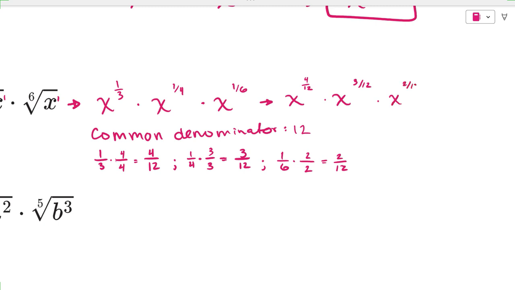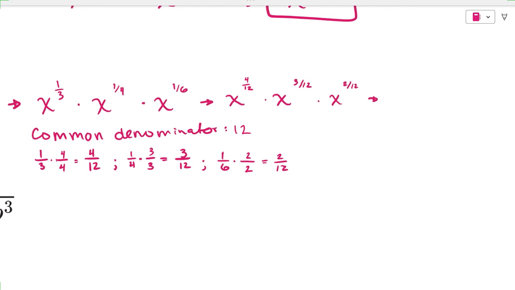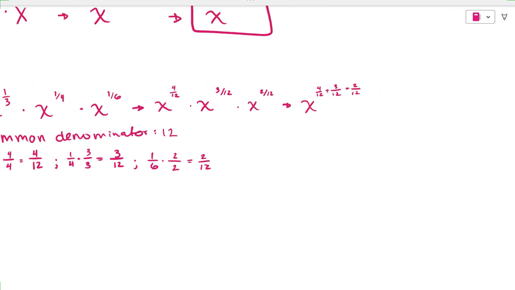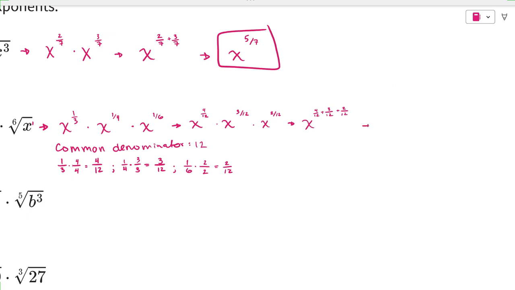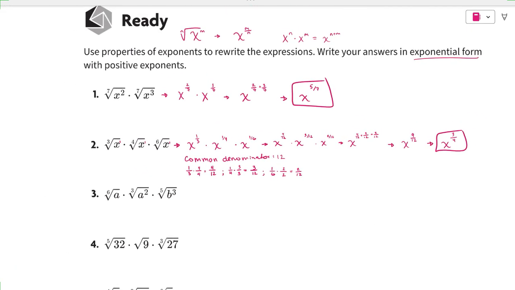We can add these numbers together. We can add 4 plus 3 plus 2. So 4 over 12 plus 3 over 12 plus 2 over 12. So that brings us to, let me not zoom out too far here so you can continue to see the rest of the problem. Well, 4 plus 3 is 7, plus 2 is 9 over 12. And we can always reduce, or we should always look to reduce. They have a common factor of 3, which means I can reduce both by 3. So this becomes x to the 3/4. So exponential form with positive exponents. Perfect. All right, let's move on to our next one.